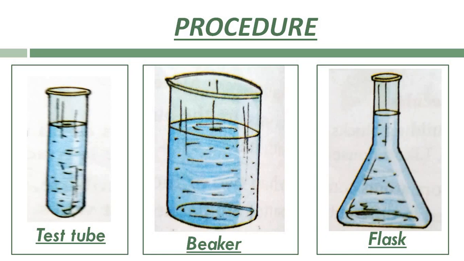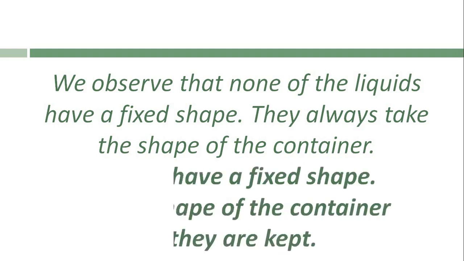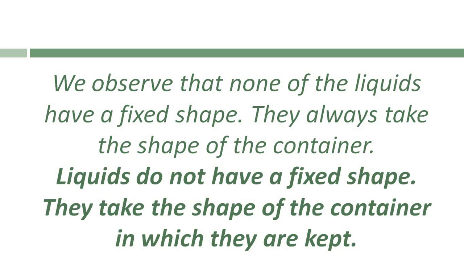Now repeat this process with other liquids like milk and juice and observe the shapes in each case. Children, you will observe that none of the liquids, whether water, milk or juice, have a fixed shape. They always take the shape of the container. So the conclusion of this activity is that liquids do not have a fixed shape. They take the shape of the container in which they are kept.